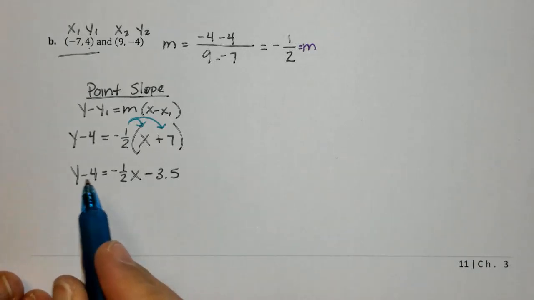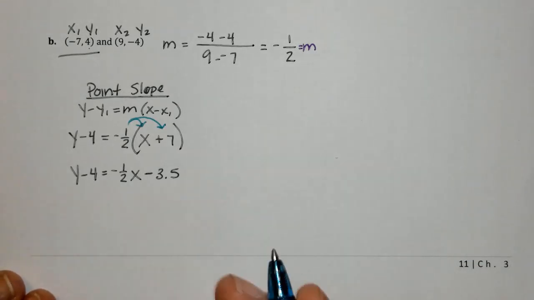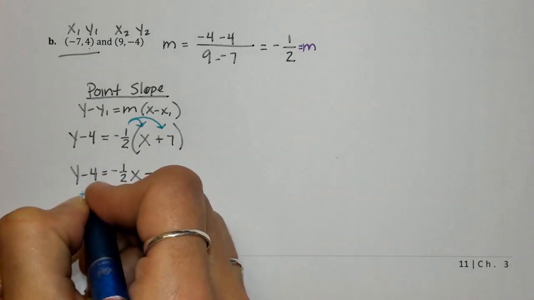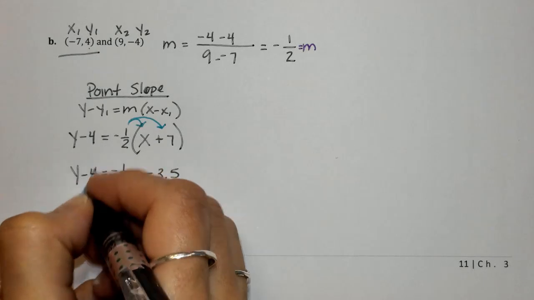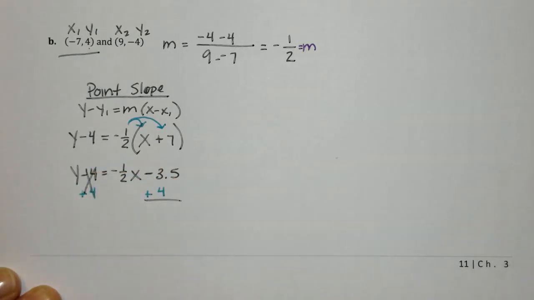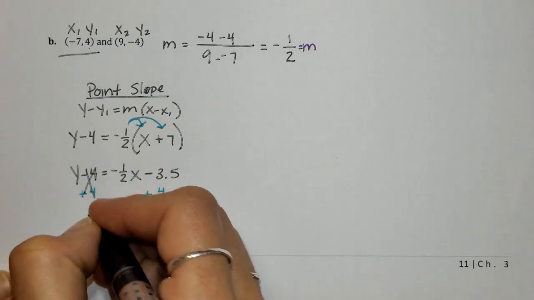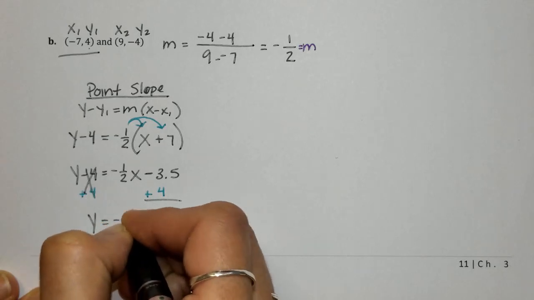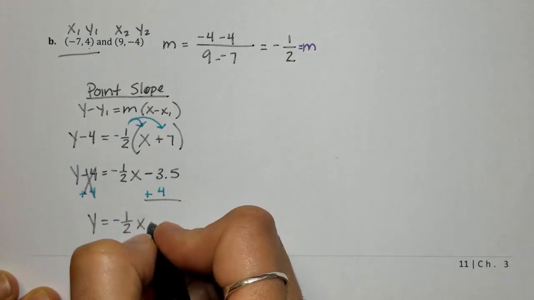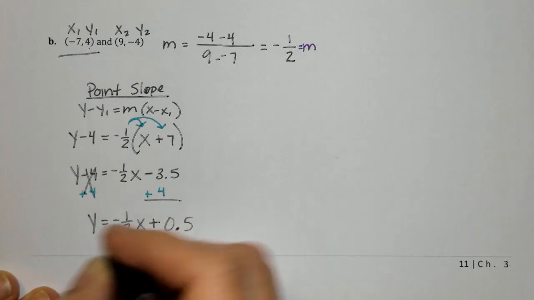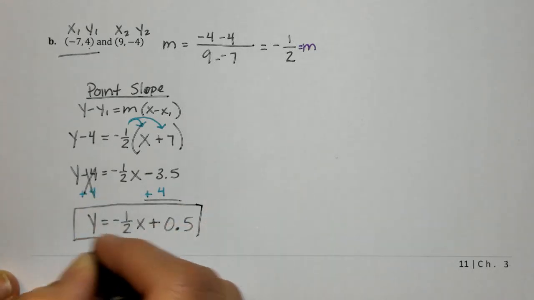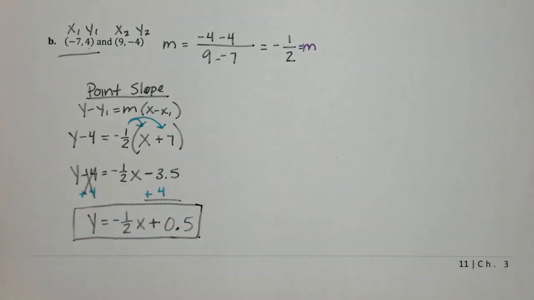Now let's get this minus 4 away from y so we can finish this problem out. We're going to add 4 to both sides, being careful what you're allowed to add to. You have to add to the minus 3.5. We will get y equals -1/2 x, plus 0.5. Or if you want to put it as a fraction, 1/2, by all means. I find it easier to add and subtract with decimals rather than fractions.